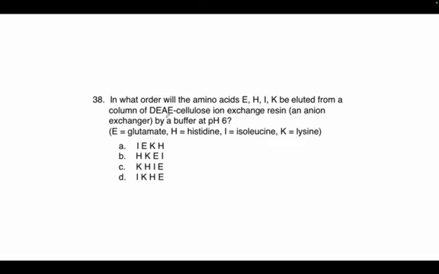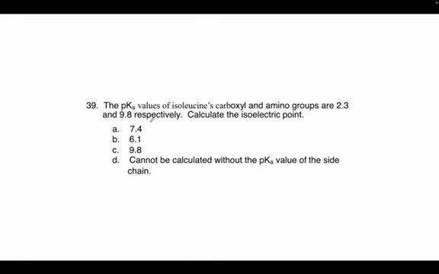This question I think we already discussed, so I'll skip it. The pKa values of isoleucine's carboxyl and amino groups are 2.3 and 9.8 respectively. Calculate the isoelectric point.